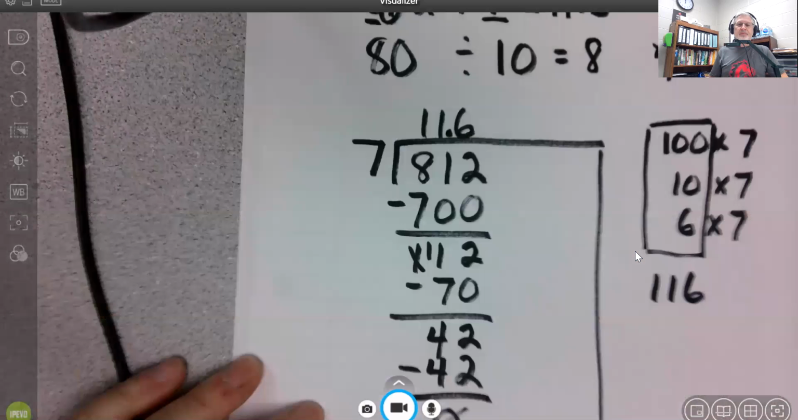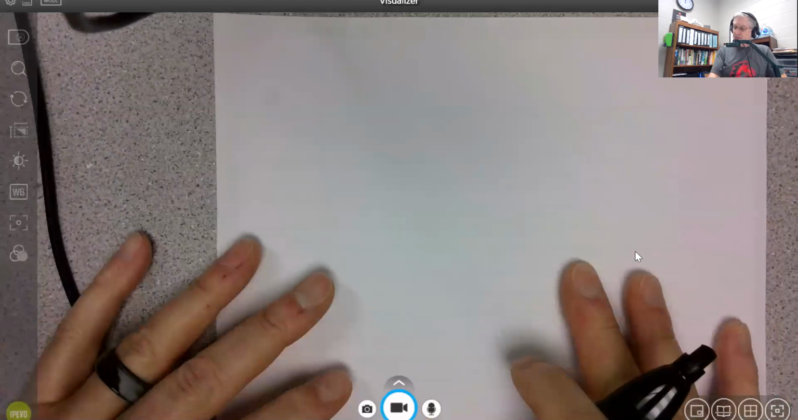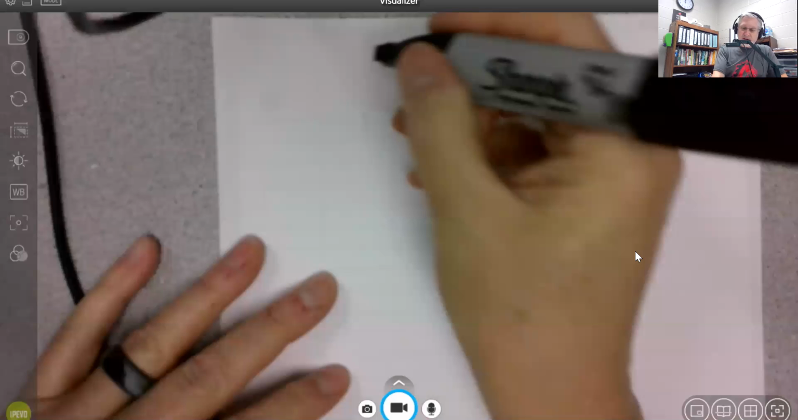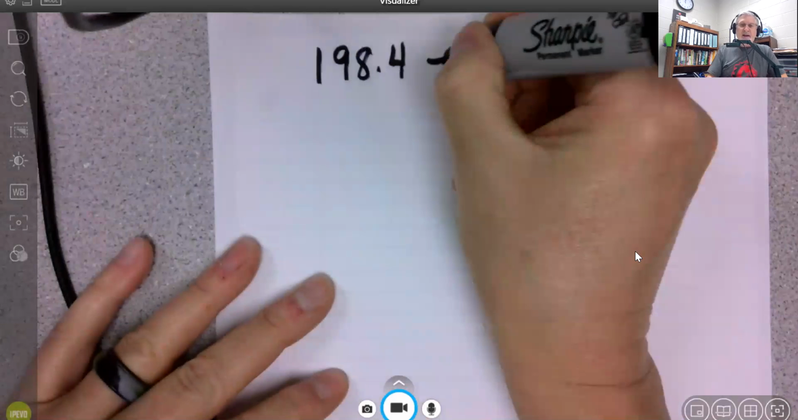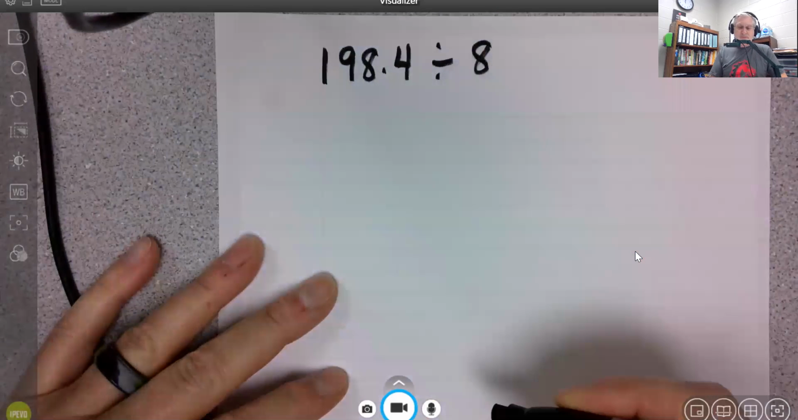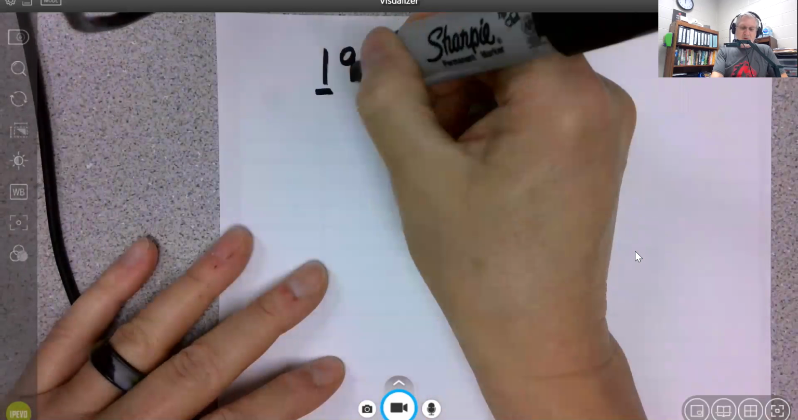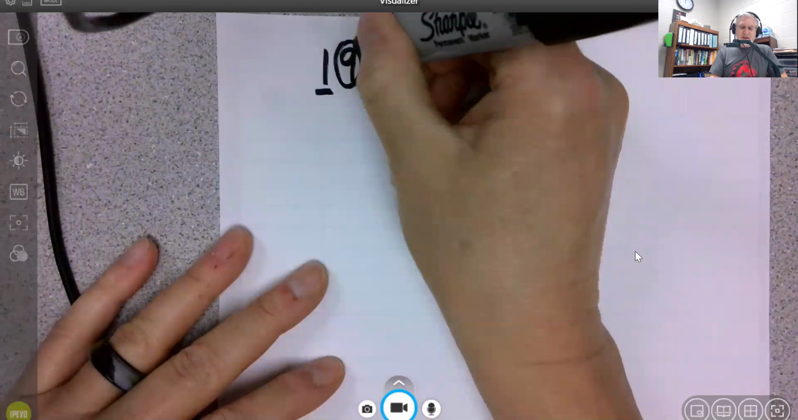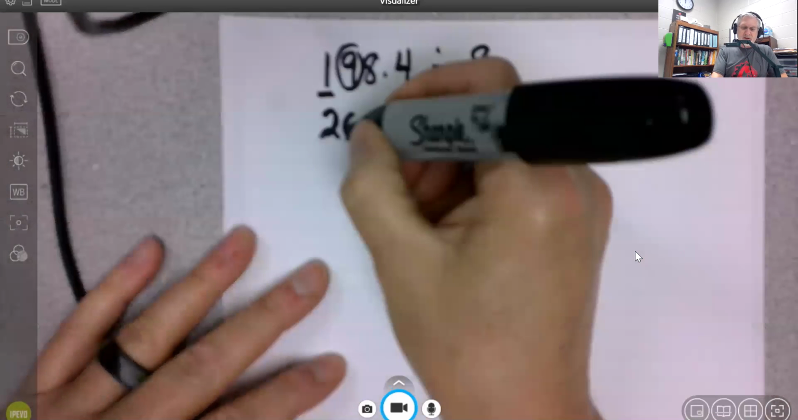Okay. That's our second problem. And our last problem for this lesson will be 198 4/10 divided by 8. Okay, in this case, I want to round the number 1 in the hundredths. Okay, and circle my 9. That should take it to 2, so 200.